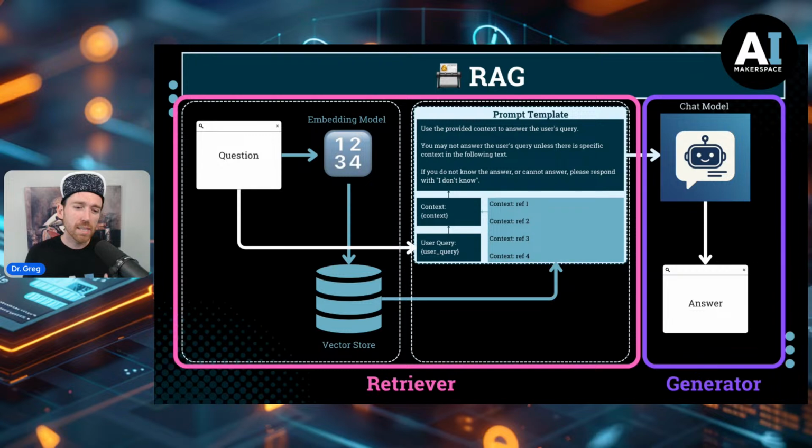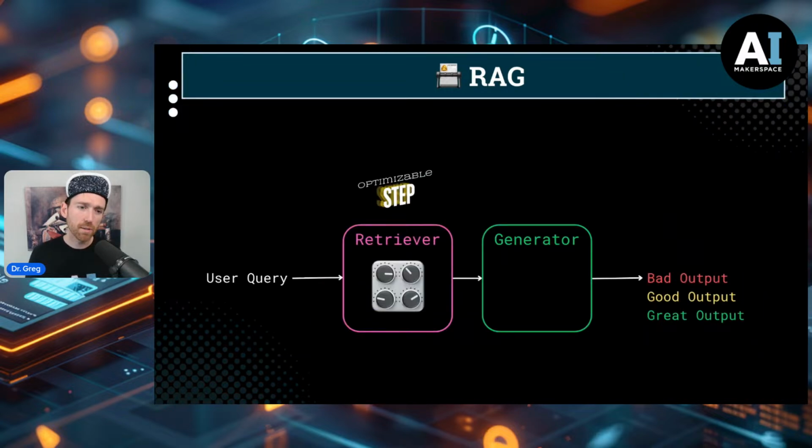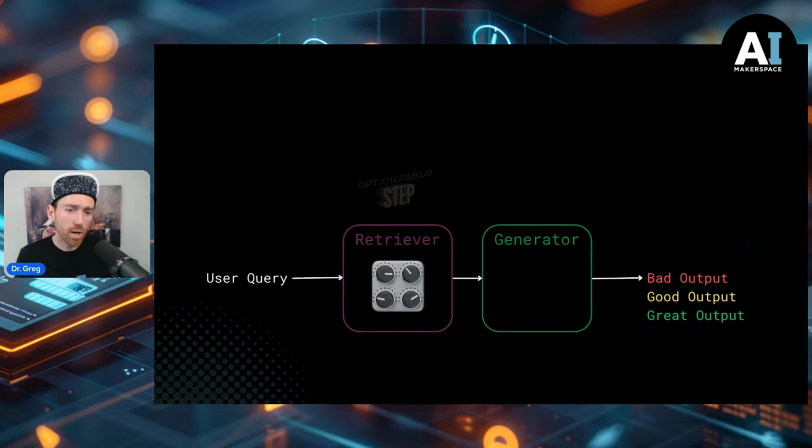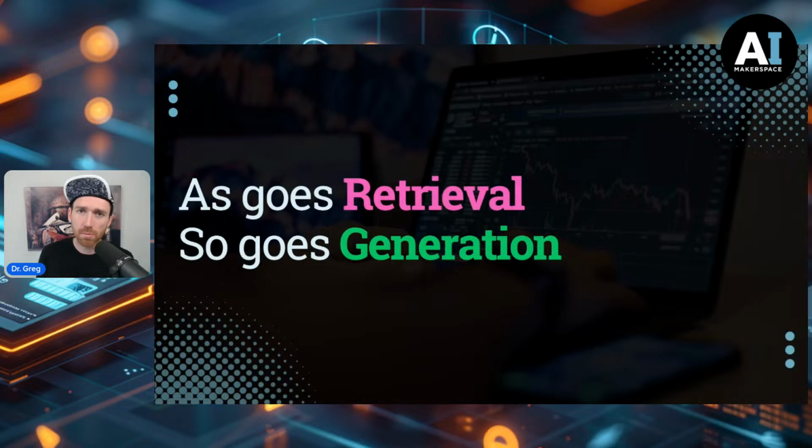And if we think about that app that we're building, right? We've got the retriever, we've got the generator. We want to optimize that retrieval step. We want to consider that retrieval is the most important thing in a data-centric world.